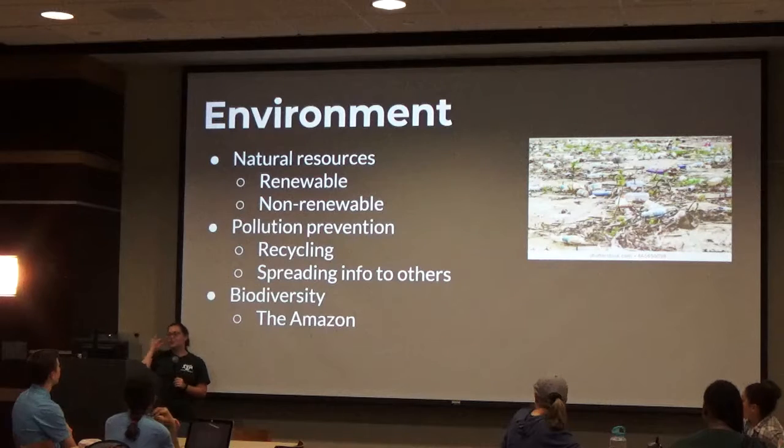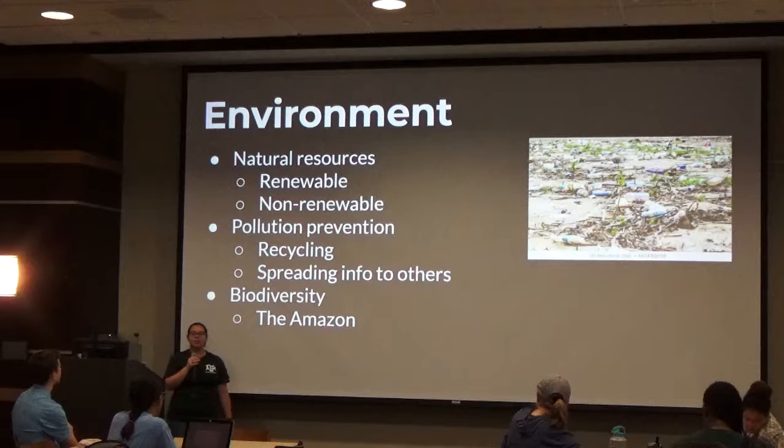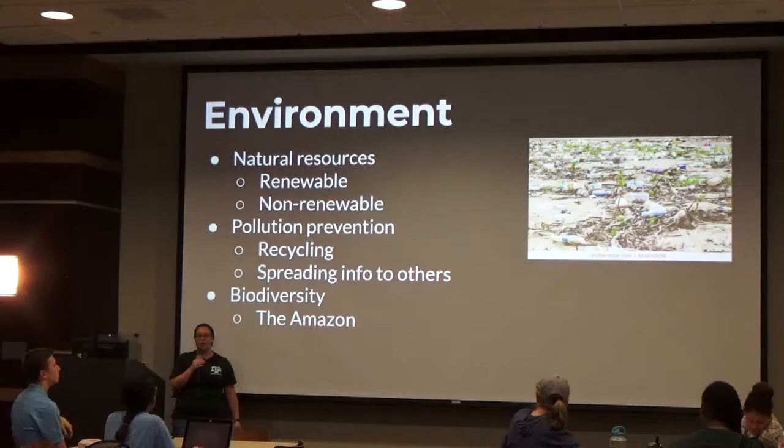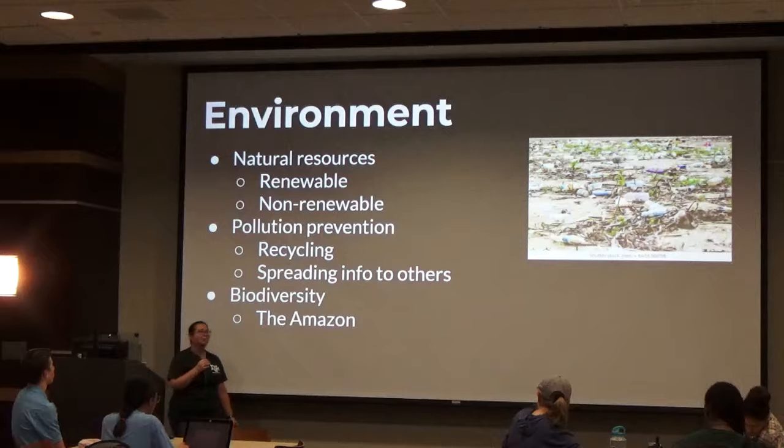So for the environment, you have natural resources, pollution prevention, and biodiversity. But what does that really mean? So natural resources, there are 2 different categories. There's renewable and non-renewable resources. Renewable, of course, is water, wind, and thermal energy, and non-renewable is oil and gas. It's where we get the majority of our energy from.